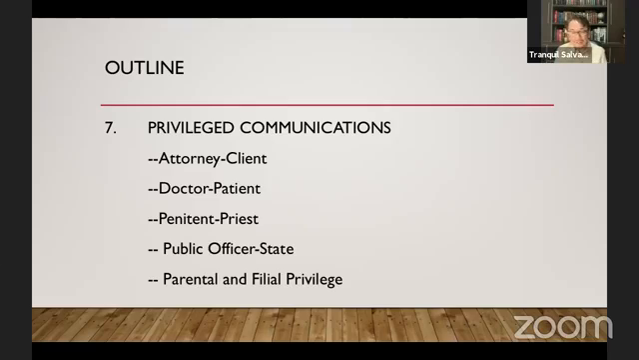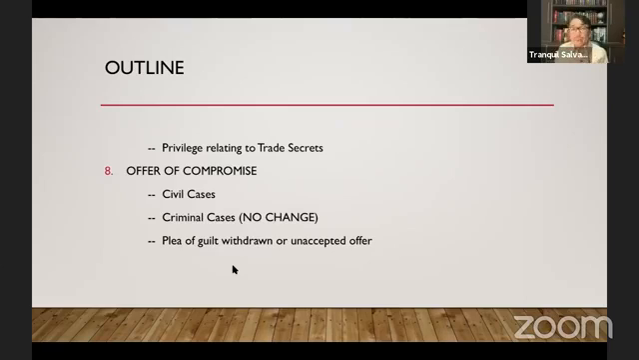The next is privilege relating to trade secrets. If you brought your outline, I'm already on the next page of the outline. Privilege relating to trade secrets. A person cannot be compelled to testify on any matter about a trade secret. So you cannot compel him to testify.